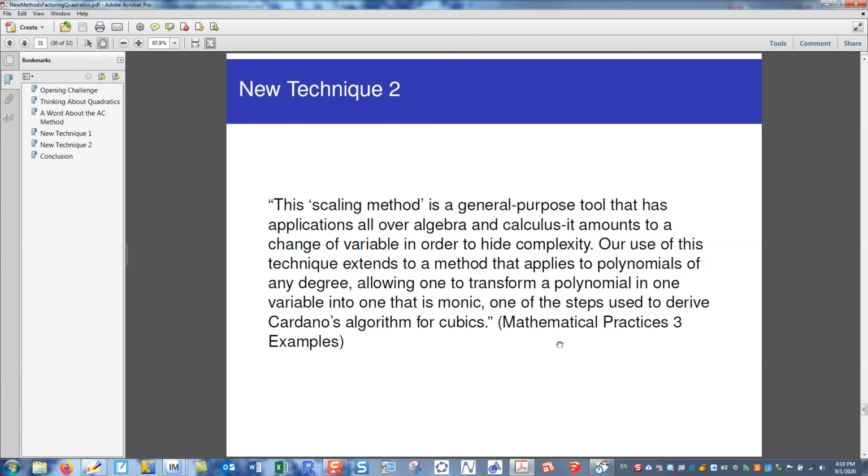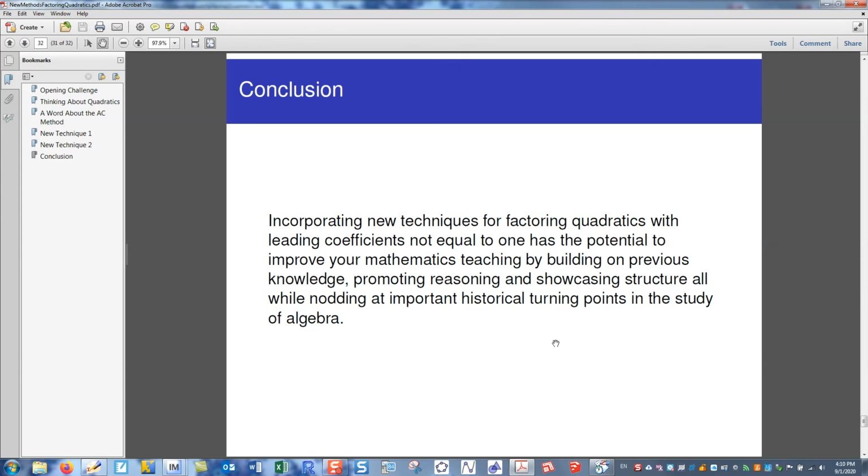In conclusion, I just think that incorporating some new techniques for factoring quadratics with leading coefficients not equal to 1 has some potential to improve your mathematics teaching by building on students' previous knowledge and promoting reasoning while showcasing structure, all while nodding at important historical turning points in the study of algebra. So that's the end of my talk.